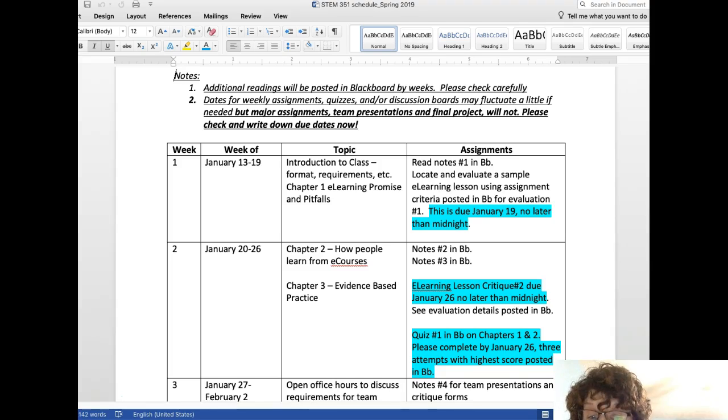Now, late assignments are not really acceptable because it just gets you further and further behind. But if it's 5, 15, 20 minutes after midnight, that's okay. But if it's going to be more than several hours or several days, then you need to contact me, and unless you have a really valid reason, you cannot submit an assignment more than 3 days late.